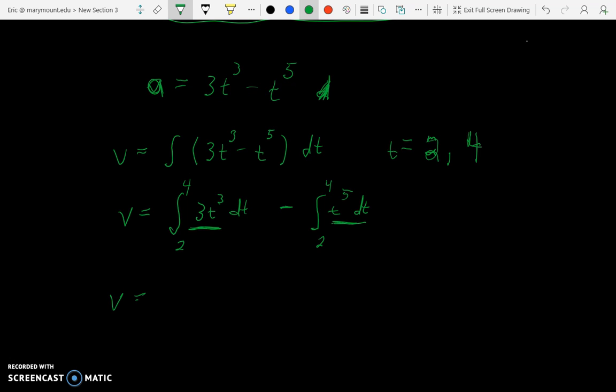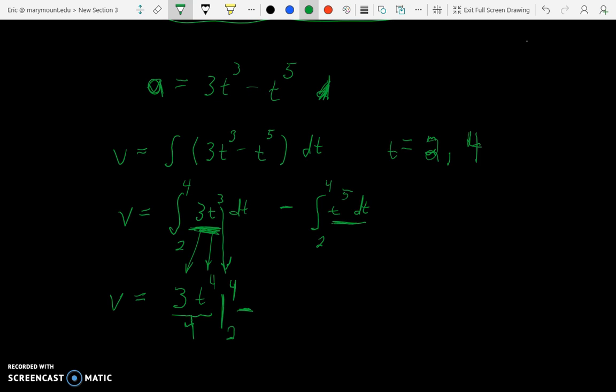So then my velocity is going to be equal to, well, I need to do this integral. My number stays, so my 3 comes straight down. My variable, my t, comes straight down. And then I take my exponent and raise it to the n plus 1 power. Here my exponent is 3, and 3 plus 1 is 4. And then I divide that by n plus 1, which was 4. And then I evaluate that between the points 2 and 4.